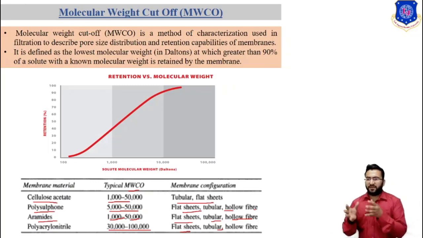Another source of measurement uncertainty is the calibration of the column. Therefore, rating of molecular weight cutoff should not be taken as a geometric absolute. The results obtained in such measurements are a snapshot of membrane transport characteristics under a specific set of measurement conditions. So this is all about the molecular weight cutoff method.